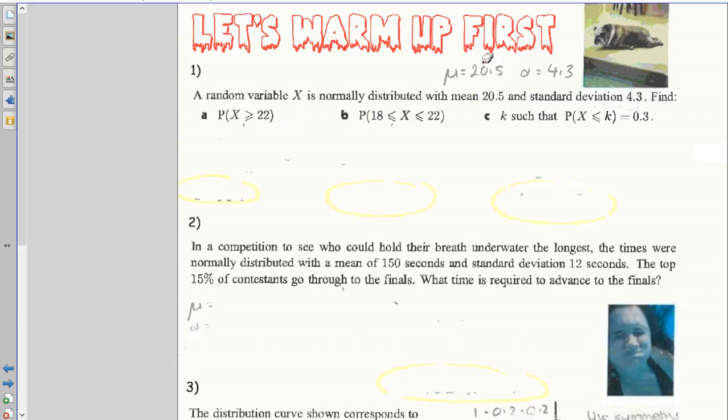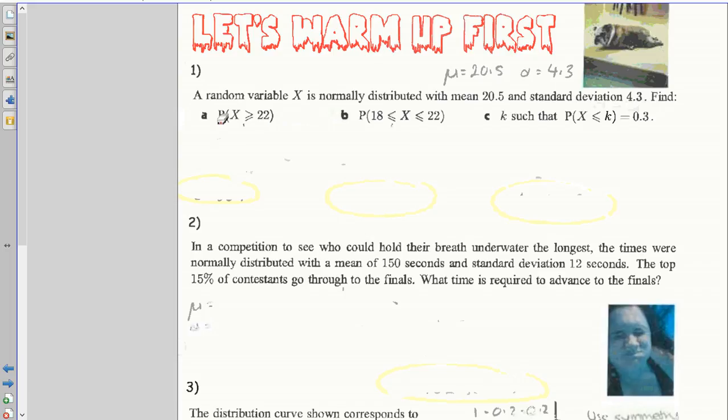They tend to say the words normally distributed in the question, which gives you an idea that this is what you're doing. Find the probability that x is greater than 22. P stands for the probability, meaning the area, that x is greater than 22. So are they asking for a boundary or for a probability? They're asking for a probability. They gave us a boundary.